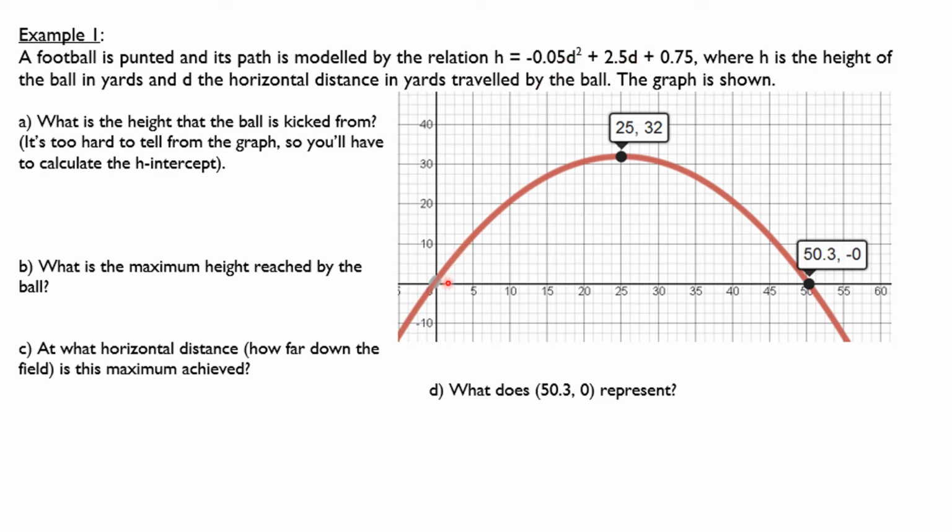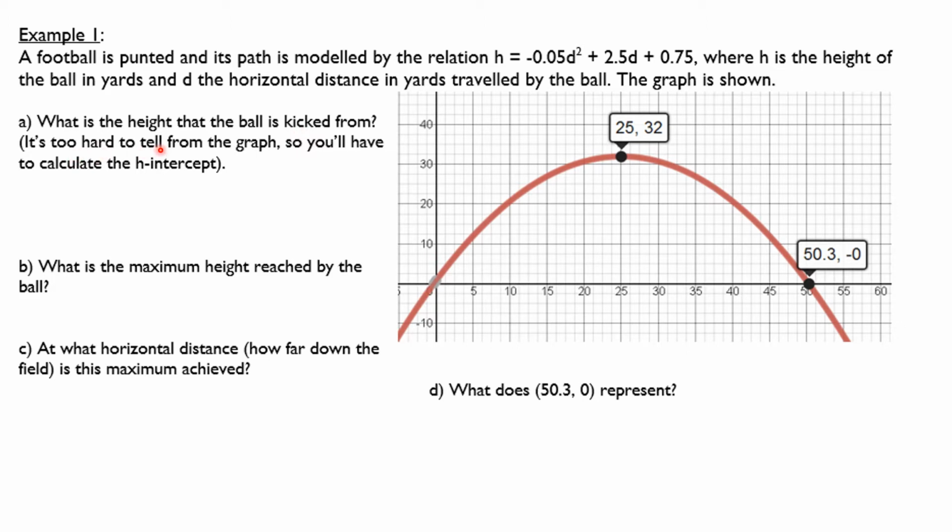So here's the graph. So this is your horizontal distance right here, and so imagine this being on a football field, at about 15 yards. So someone has kicked the ball here at about 15 yards. This is my h-axis, so this is the height of the ball. What is the height that the ball is kicked from?